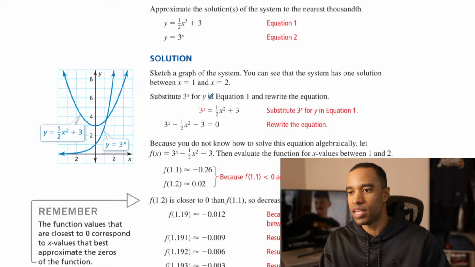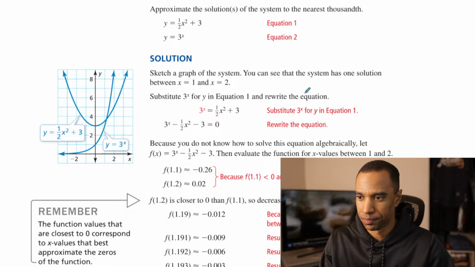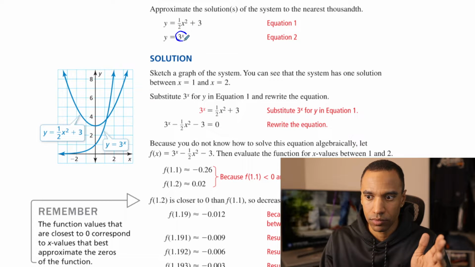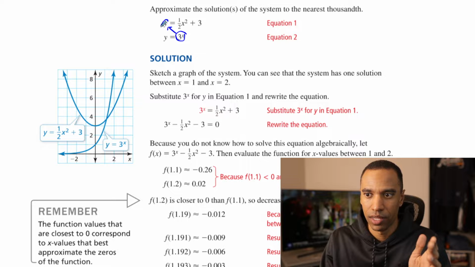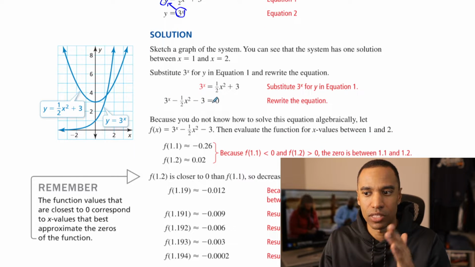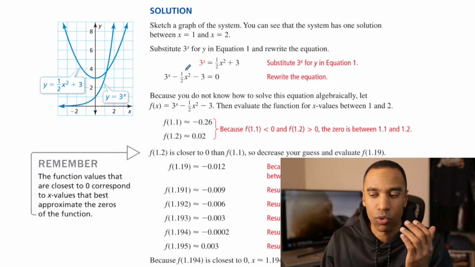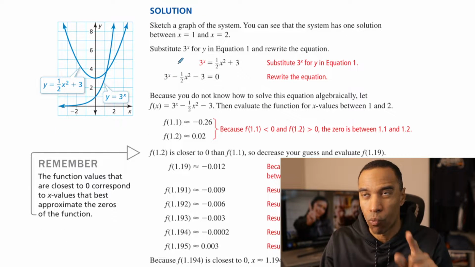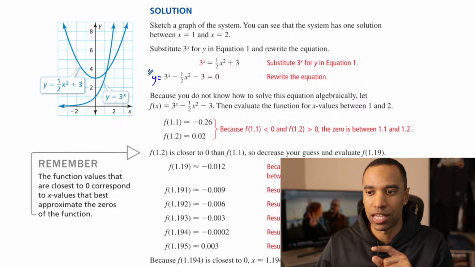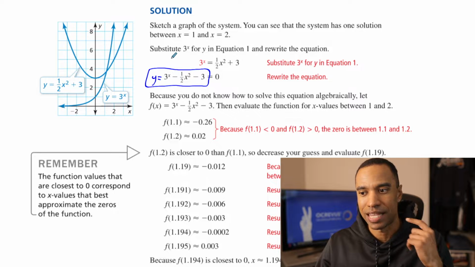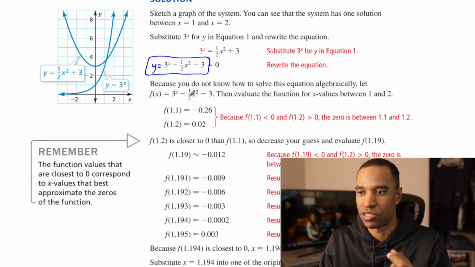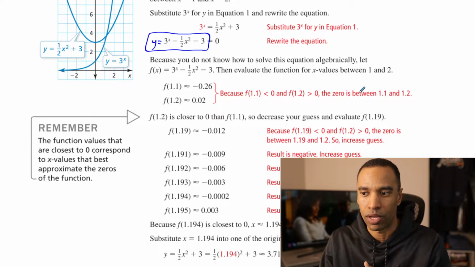Substitute 3 to the x power for y in equation 1 and rewrite the equation. So they plug this into here, and they have an equation that would say 3 to the x equals this, but they put everything on one side, set it equal to 0. That way they can graph this. This is kind of like that method number 1 that we did on section 4.2. Graph y equals this guy, and then find where they hit the x-axis. Because you don't know how to solve this equation algebraically, let y equal this, and then evaluate between here.